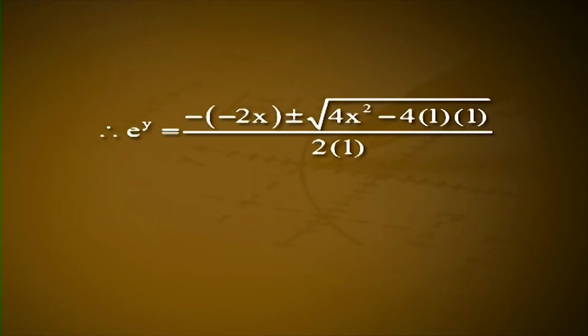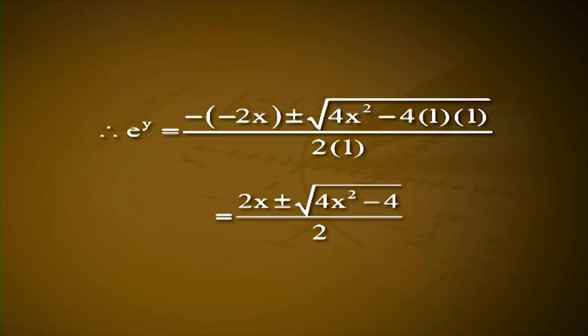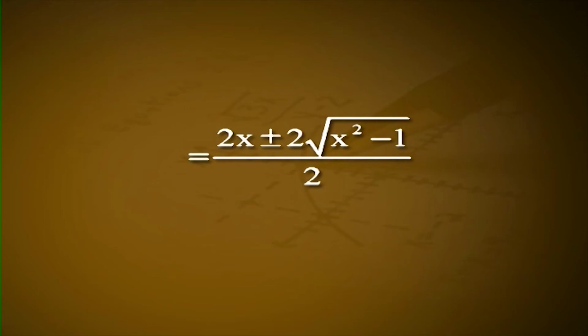Therefore, e raised to y is equal to minus of minus 2x plus or minus root of 4x square minus 4 into 1 into 1 all divided by 2 into 1, which is equal to 2x plus or minus root of 4x square minus 4 all divided by 2, which is equal to 2x plus or minus 2 times root of x square minus 1 all divided by 2, which is equal to x plus or minus root of x square minus 1. Since e raised to y is greater than 0 for all y and root of x square minus 1 is less than x for all x, we can discard the solution with minus sign. Therefore, e raised to y is equal to x plus root of x square minus 1.